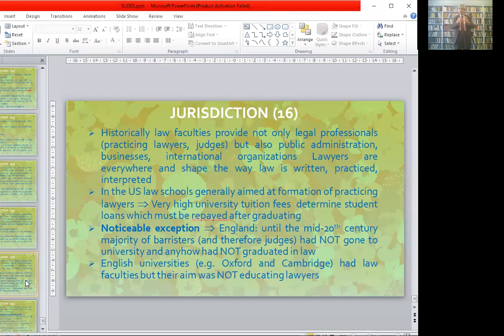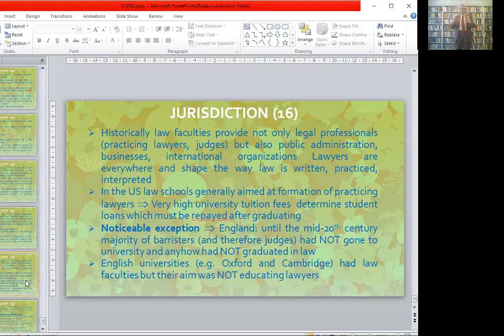This is very important, because it means that law faculties and legal education shape not only how the laws are written, because lawyers write the laws, and how they're practiced, because they must be put into practice, but also how they are interpreted. If you take a piece of law and give it to people who are not lawyers, they will interpret it in a rather different way. So it is complex to explain a legal concept to someone who is not legally trained.